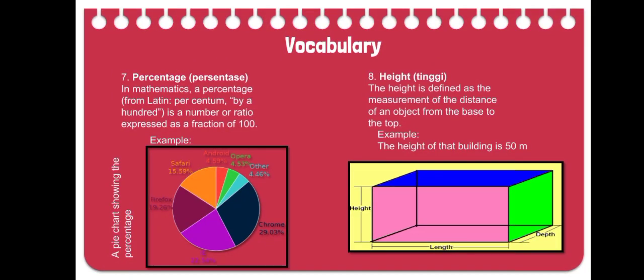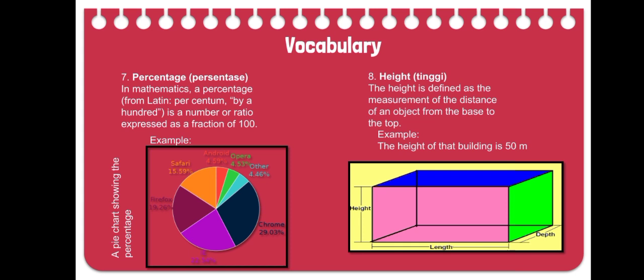Next, percentage, or we call it persentase in Indonesian language. So in mathematics, a percentage is a number or ratio expressed as a fraction of 100. So in this example, there are a lot of different colors, and in the different colors, there are different types of apps. This pie chart shows the percentage, and if we total all of the percentages in the pie chart, it is 100%.